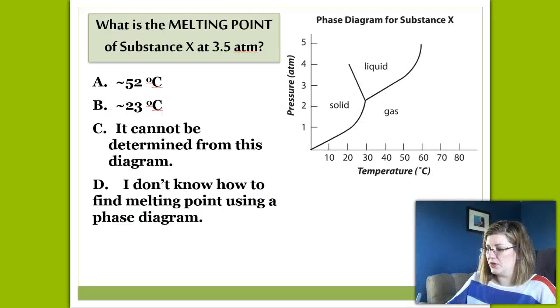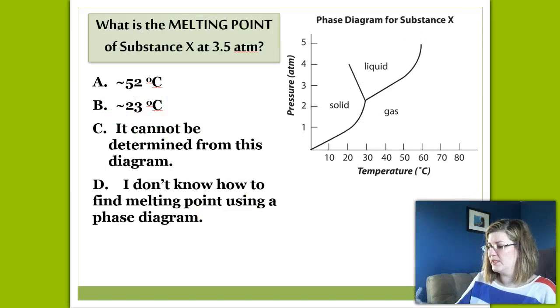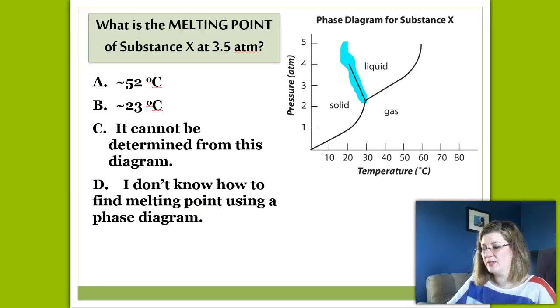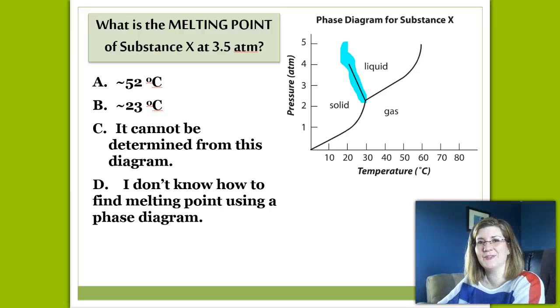Okay, so using the fusion curve, now we've said, what is the fusion curve? This is the fusion curve. It's always the one that's between the solid and the liquid. Using this fusion curve, you have to decide what would be the melting point at a certain pressure, 3.5 atms. So go ahead, take a look at that.